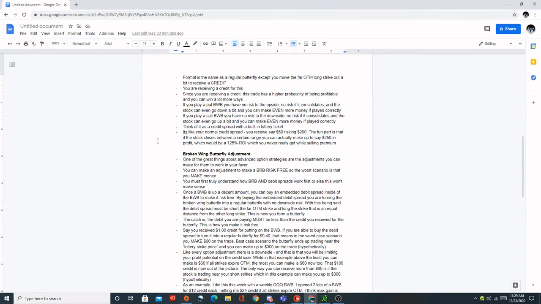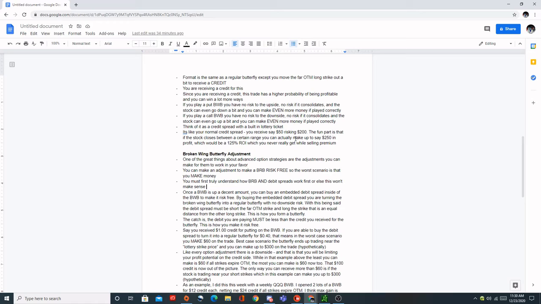So the broken wing butterfly adjustment. One of the great things about advanced option strategies are the adjustments you can make for them to work in your favor. You can make an adjustment to make a broken wing butterfly risk-free, so the worst case scenario is that you make money. You must first truly understand how broken wing butterflies and debit spreads work first, or else this won't make sense. Once a broken wing butterfly is up a decent amount, you can buy an embedded debit spread inside of the broken wing butterfly to make it risk-free.